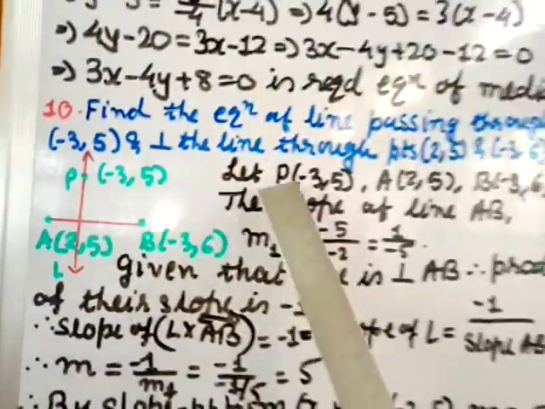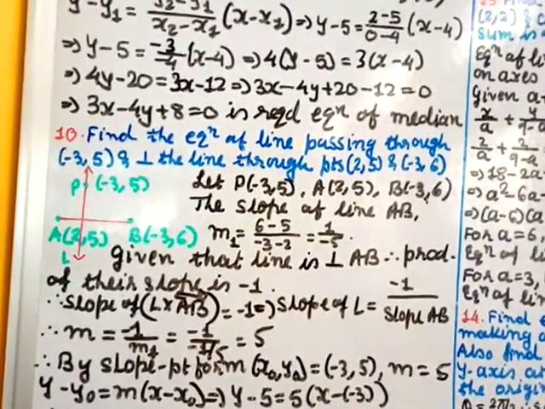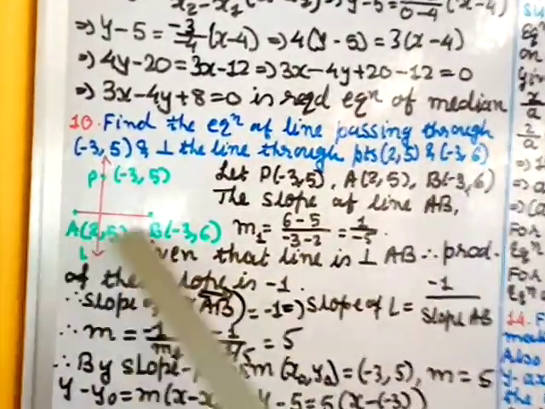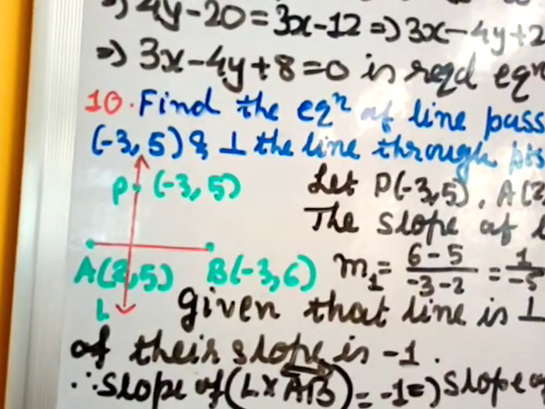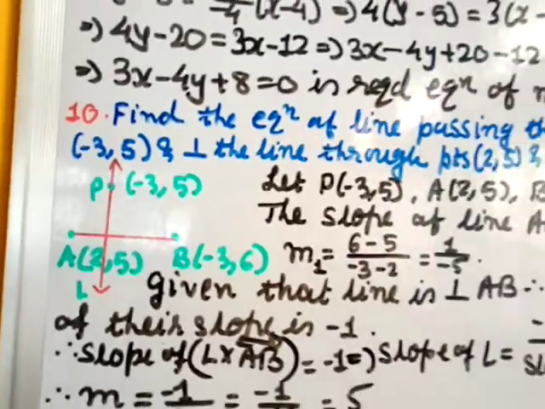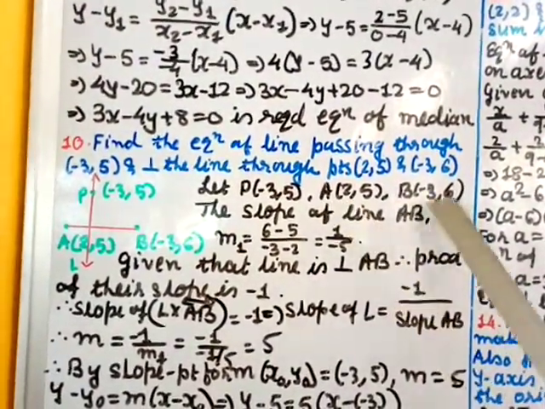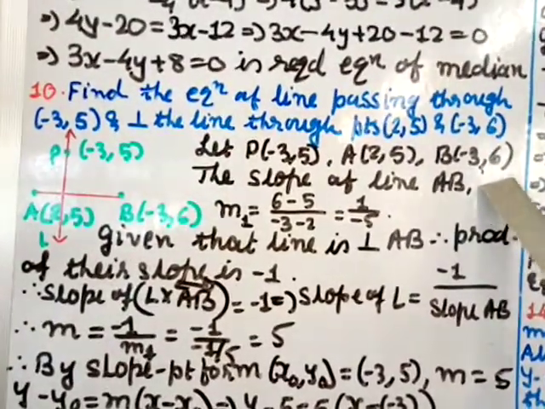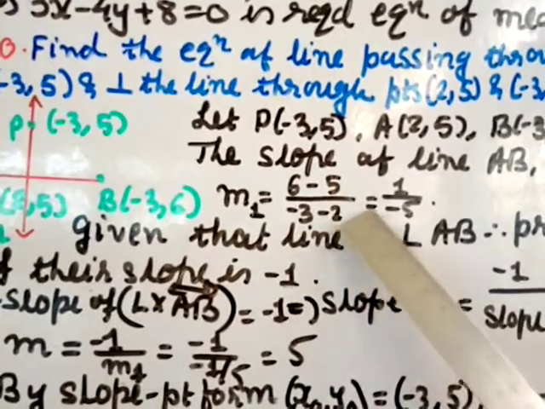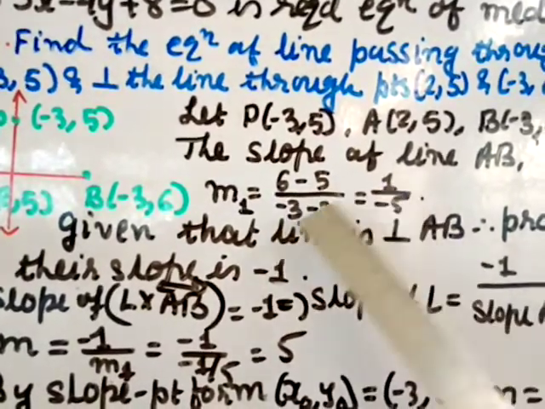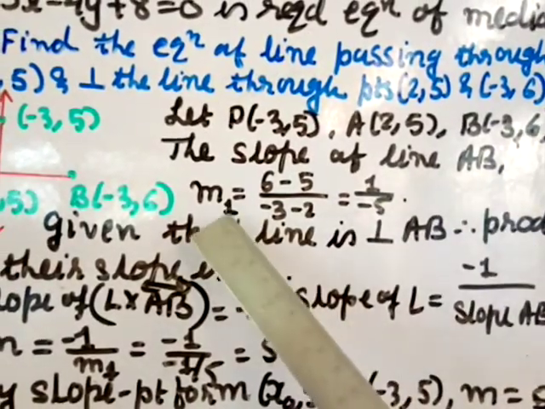Let P(-3, 5), A(2, 5), B(-3, 6) be the points. The slope of the line AB: now we'll find the slope of AB by using the slope of a line passing through two points, that is (y2 minus y1) divided by (x2 minus x1). So this you call x1, y1, this you call x2, y2. So what you get is (6 minus 5) divided by (-3 minus 2). This gives you 6 minus 5 is 1 and -3 minus 2 is -5. This is the slope of the line AB, called M1.